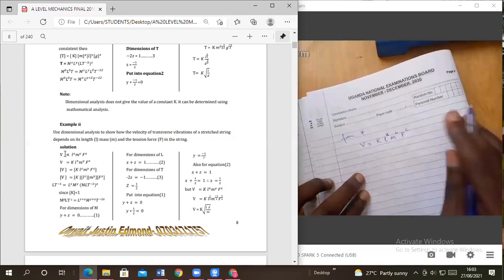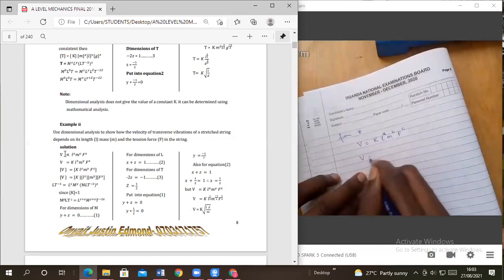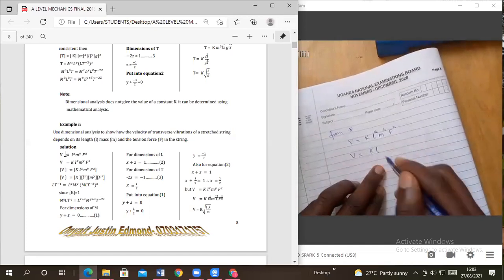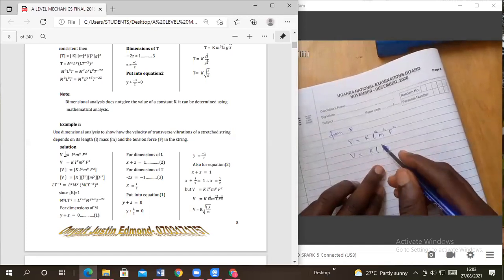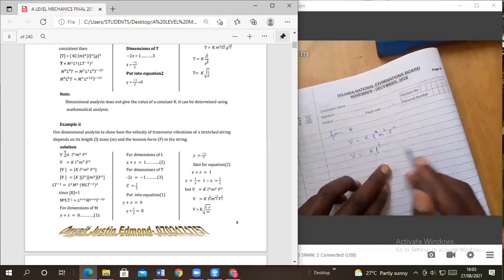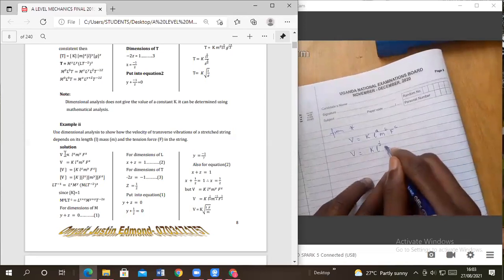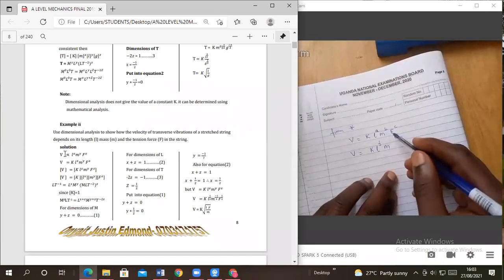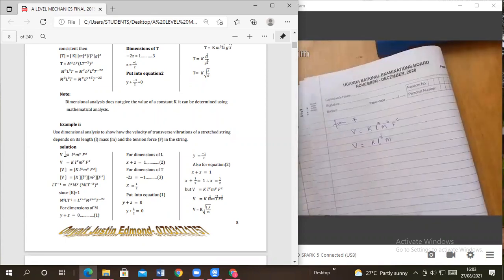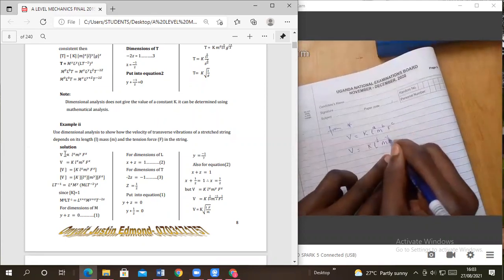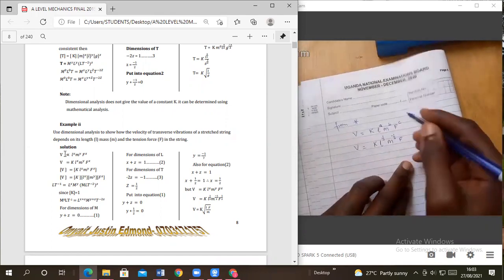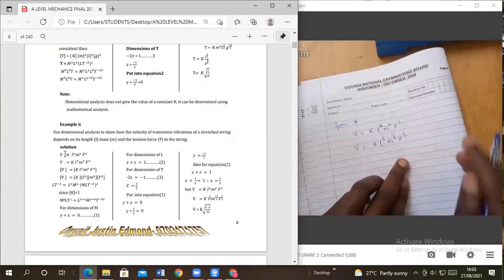Now we substitute the powers back. We shall have V equals K, L to the power, what is the value of a? We got a half. What about b? The power of M was negative a half. Then F, what was the power for c? It was positive a half.